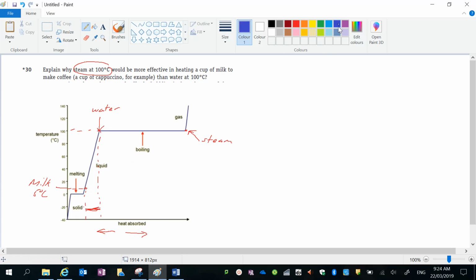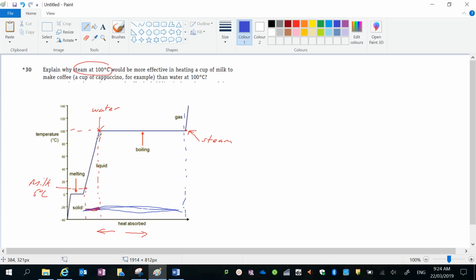But look at steam. Even though it's the same temperature as the water, it has so much more energy stored in it, which means it's got so much more energy to transfer to the milk, which is why it's much more effective at heating up milk than plain, boiling water is.